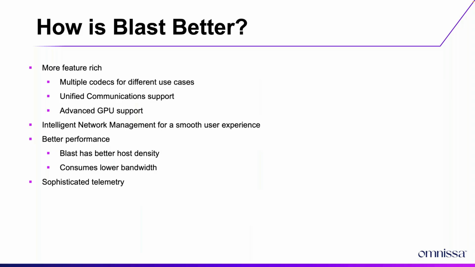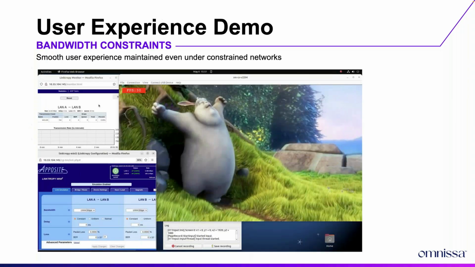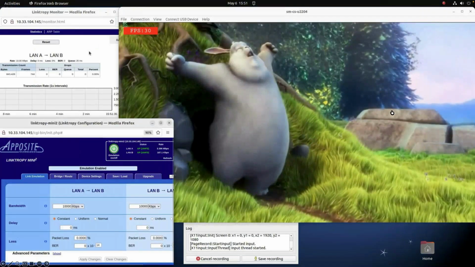You're not actually running that inside the VM, which really improves your density and prevents a lot of traffic into the data center for no good reason. We support advanced GPUs. We have intelligent network management where we can switch between TCP and UDP. Great host density, lower bandwidth, and I've got some charts for that, and telemetry, which we'll also talk about. So here we have the first demo.